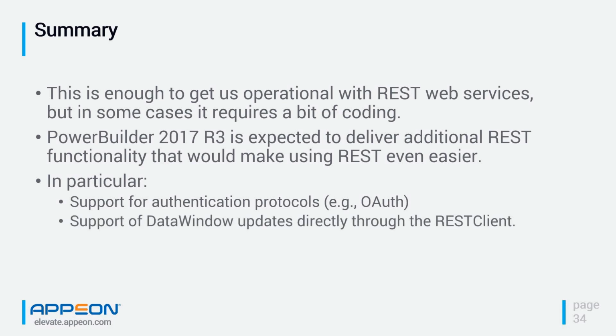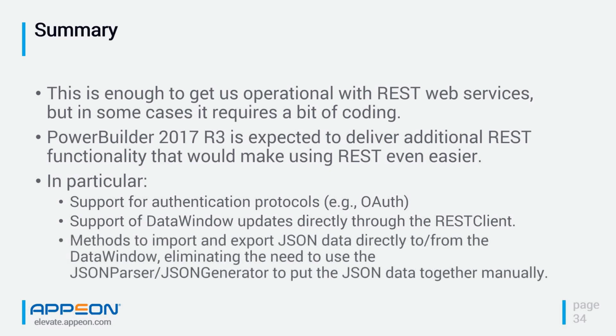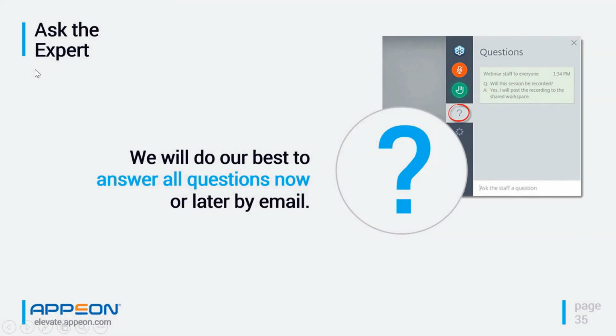Support for doing updates directly from the data window through RESTClient rather than having to code it like we did here. And then methods to import and export JSON directly from the data window, eliminating the need to use the JSON parser and generator that we did in this code. So even if we're still going to loop through the rows of the data window and pull out the data, you'd be able to do it a lot easier than what we did in this sample. Okay, it's question and answer time.